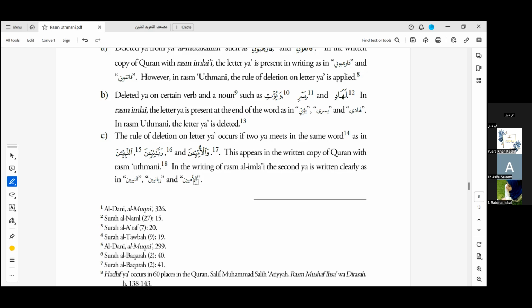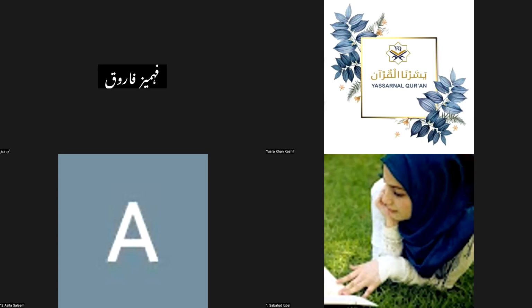Rabbaniyin, Al-Ummiyin. That's how it is written in Arabic normally, in Rasm Imla'i. But that is specific and exclusive to Rasm Uthmani. The ya has been deleted. So it doesn't happen everywhere. It's just in specific places, in specific words, that this writing style has occurred.